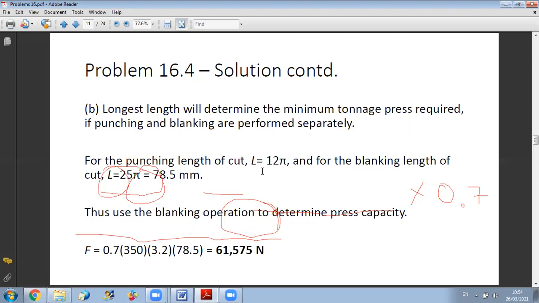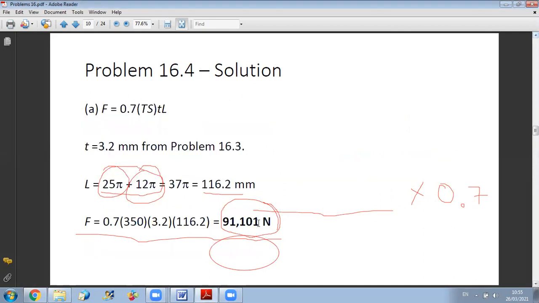So then we will use L equal to 25 pi, and the force F will be given by S times 25 pi times the thickness. So we get that the press capacity in this case should be 61 point something kilonewton, while it was much higher in the case of doing the two operations at the same time. It was 91 kilonewton.